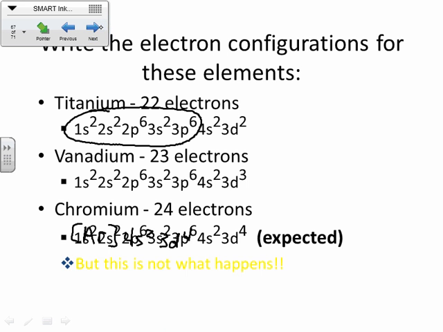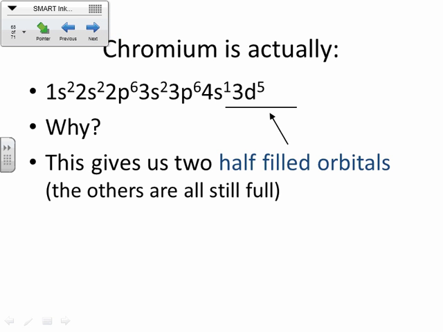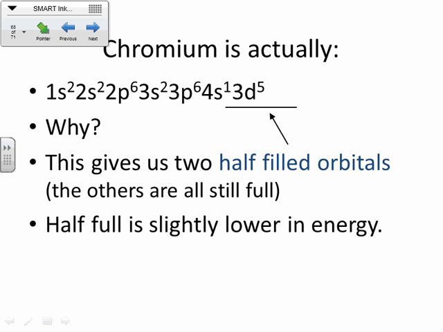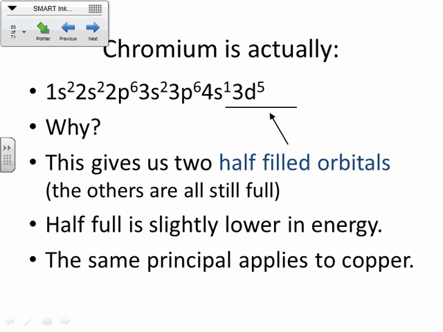Now, there's one other time when this can occur. Oh, sorry. Do you have anything to fill out for that? No, we just talked about that, okay? It's because that gives us two half-filled orbitals, okay? And that's slightly lower in energy, so it's slightly more stable.